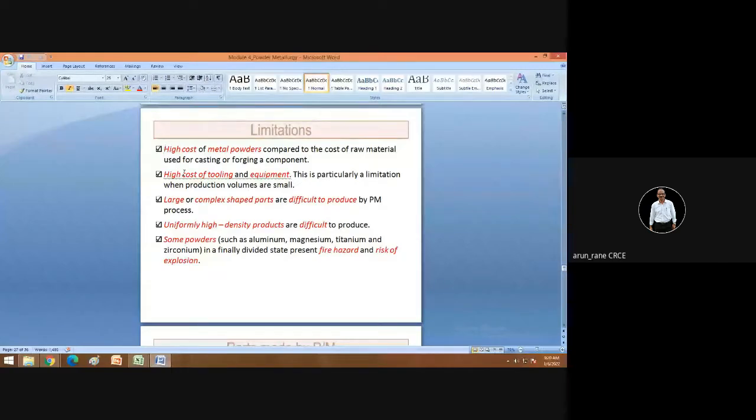The limitations of powder metallurgy are the high cost of metal powder, that is crushing or milling, then high cost of tooling. Complex shape parts or critical shape parts are difficult to produce. High density products are again difficult to produce.